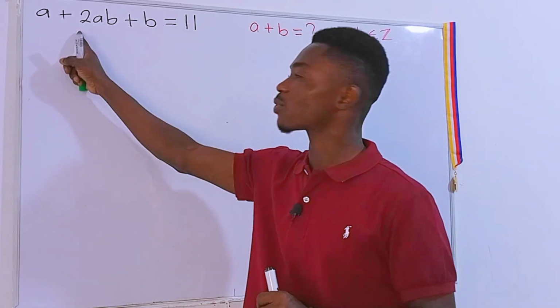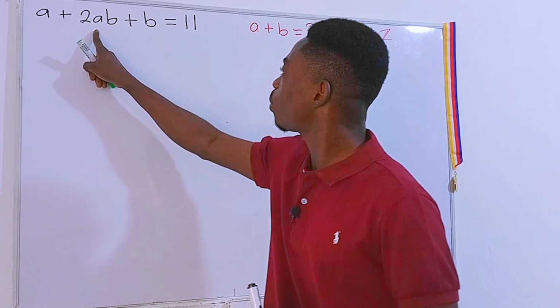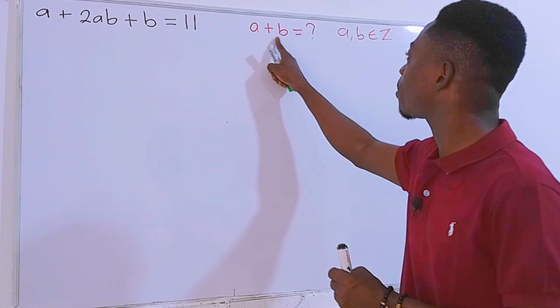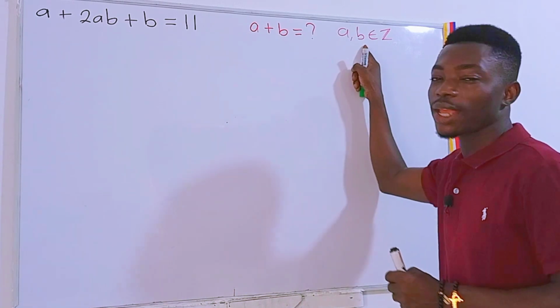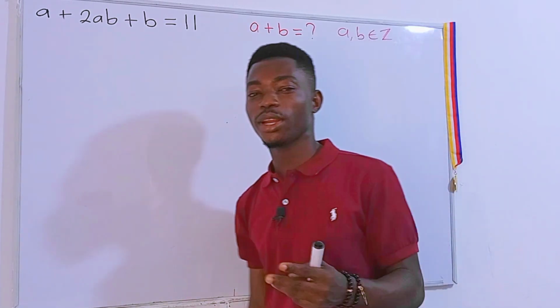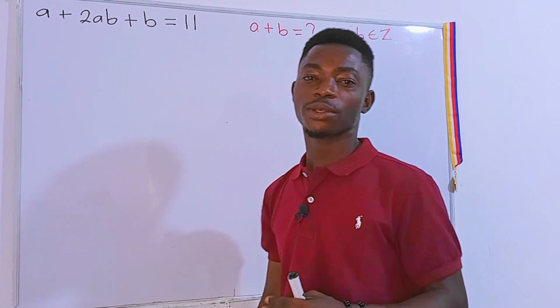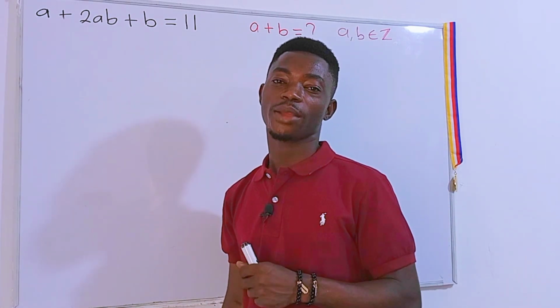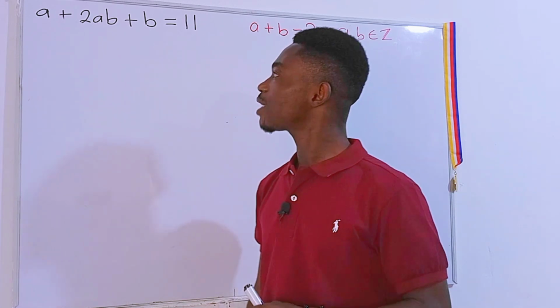Today we have this question right here: a plus 2ab plus b is 11, and we have to find the value of a plus b, where a and b are all integers. Pretty interesting question. But before we start, feel free to pause the video and give it a try first. Are you done? Cool. Now let's begin.